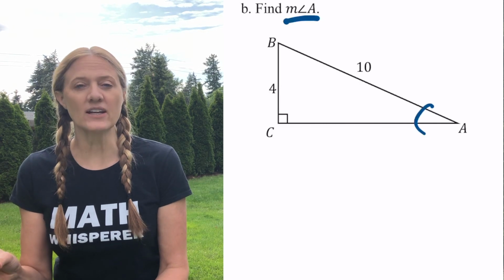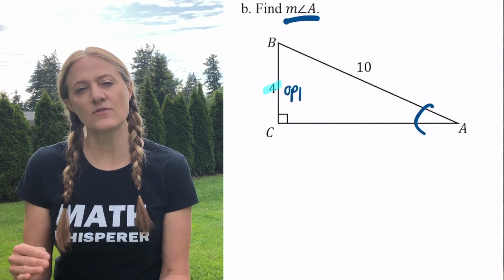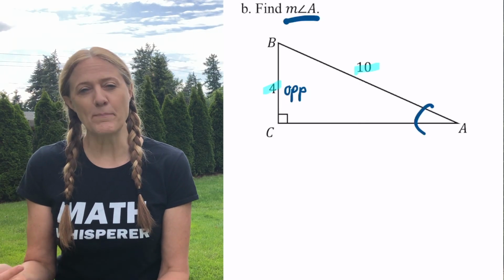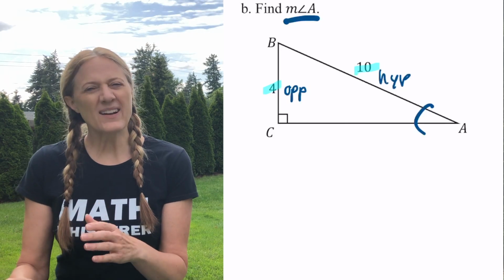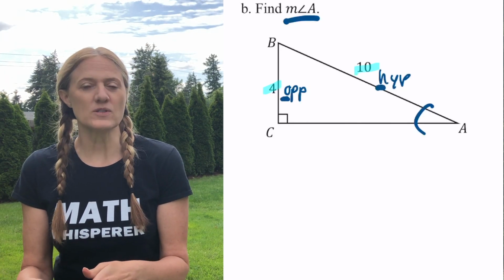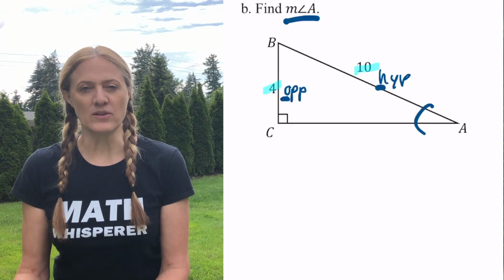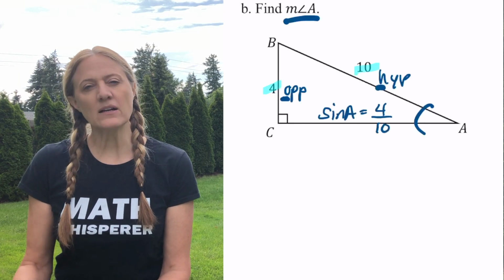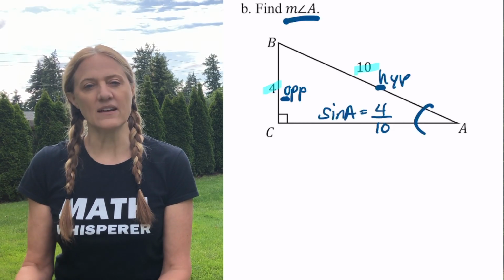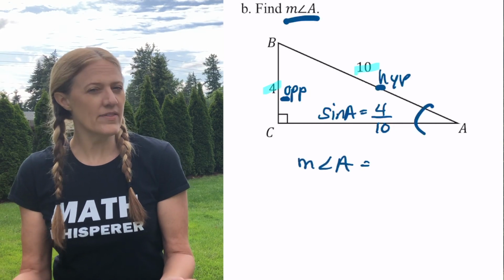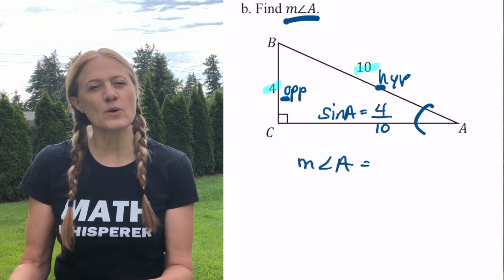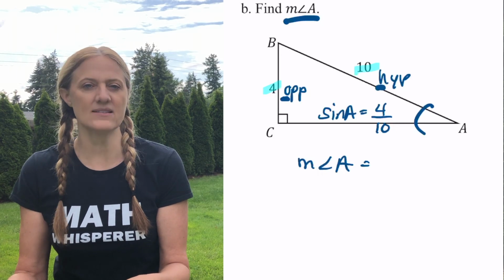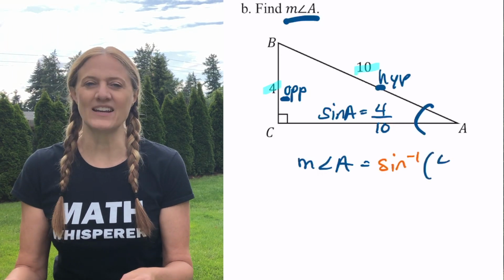The next triangle, we're asked to find the measure of angle A. If I'm at angle A, I know the side opposite angle A is 4. I also happen to know the hypotenuse, which is 10. I want to see which trig function to use. Because I know the side opposite and the hypotenuse, I want to use sine. Sine of angle A equals 4 over 10. Now I need to solve for the angle measure, so I'm going to take the arcsine of both sides and have theta equals the arcsine of 4/10.